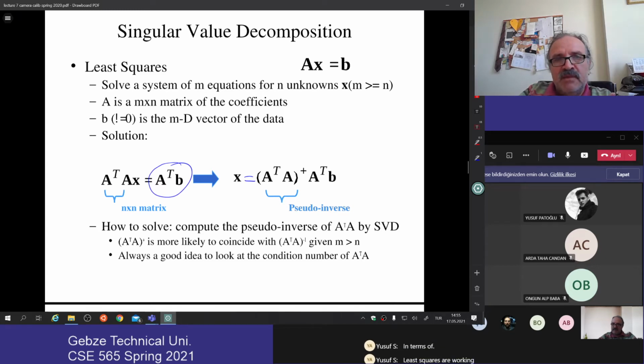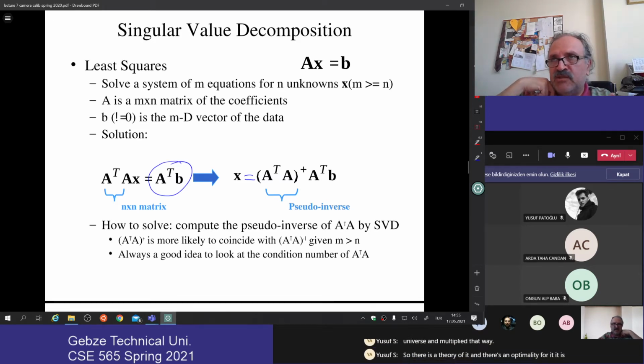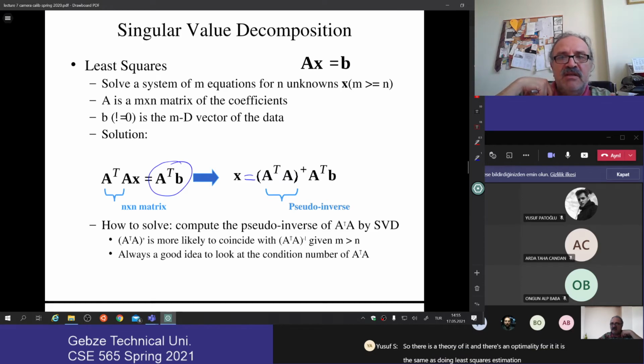So singular value decomposition with least squares works this way. We take the pseudo inverse and multiply it that way. There is a theory of it, and there is an optimality for it. It is the same as doing least squares estimation using a linear system. And always try to keep an eye on the condition number. Condition numbers are important.